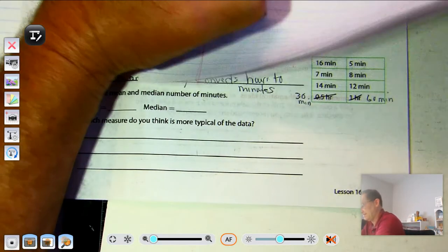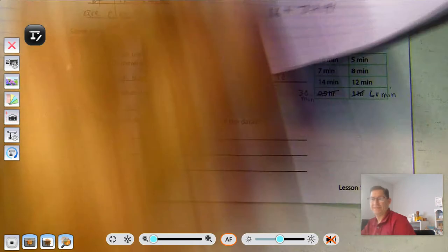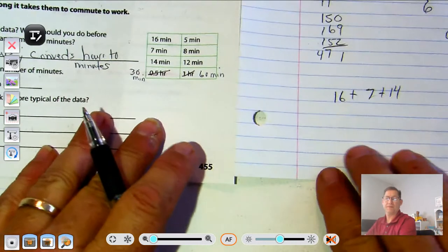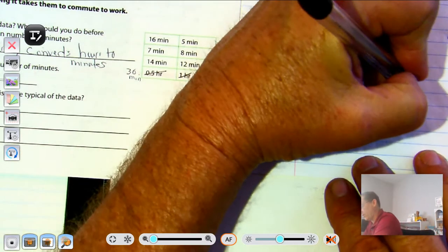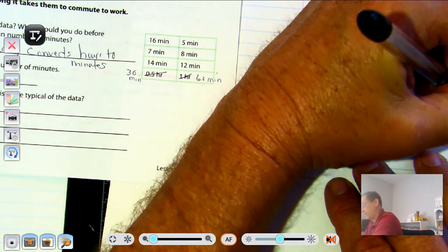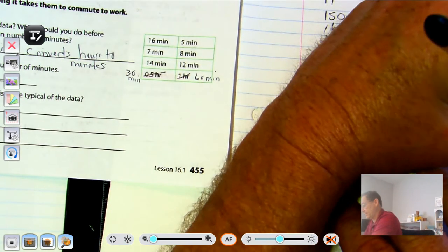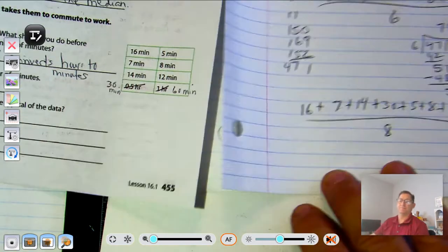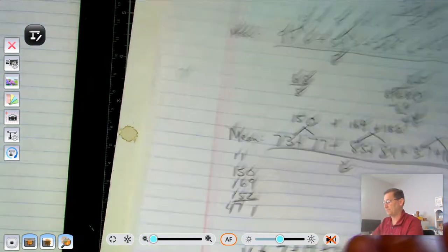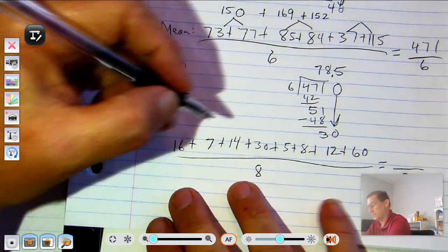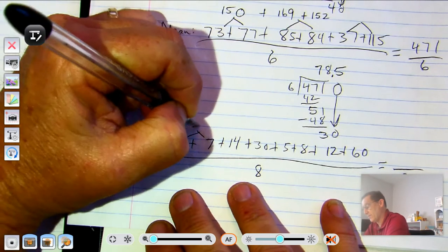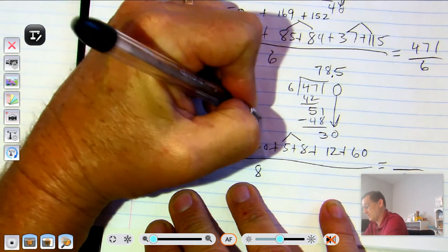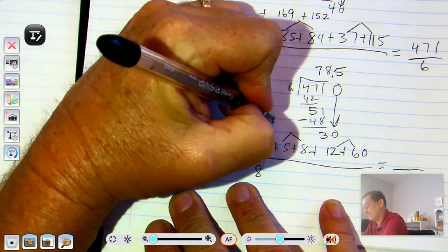All right, so now let's find the mean. So we have 16 plus 7 plus 14 plus 30 plus 5 plus 8 plus 12 plus 60. And we need to divide that by 8. Okay, there's 8 sets of data points. So 16 and 7 is 23. 14 and 30 is 44. 5 and 8 is 13. And 12 and 60 is 72.